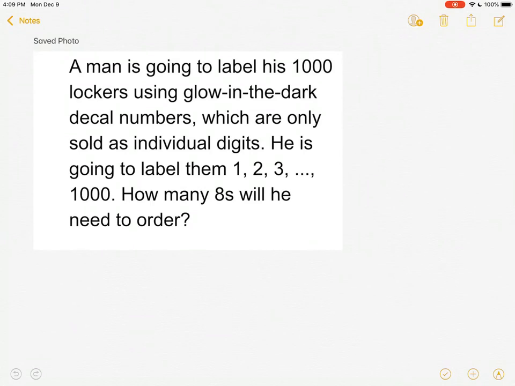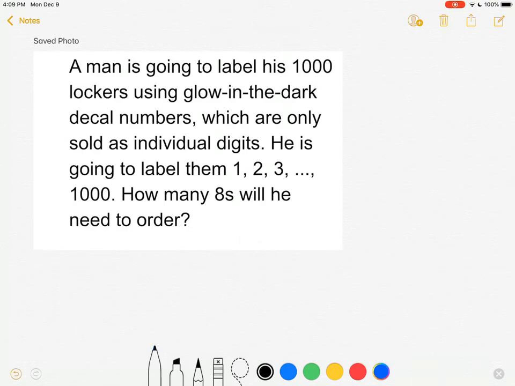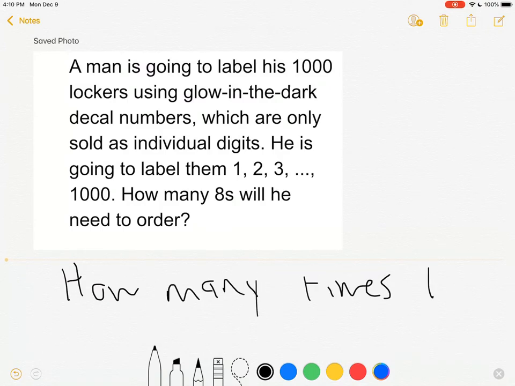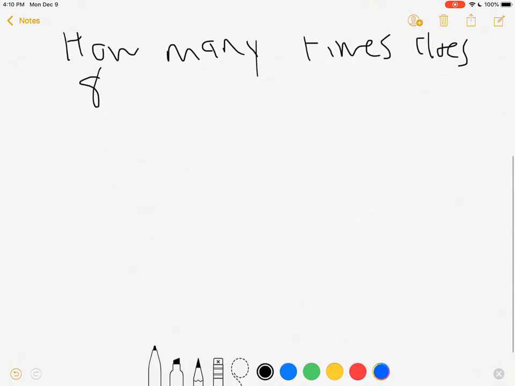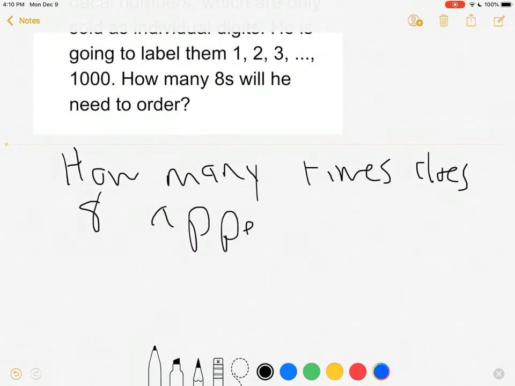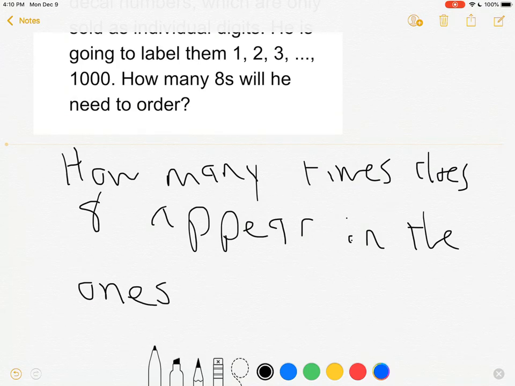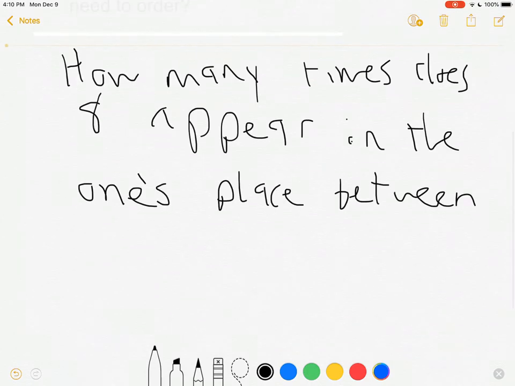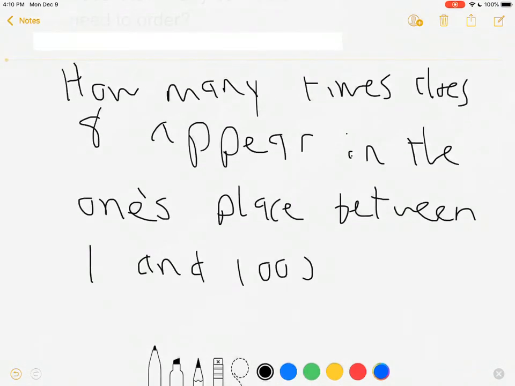So in order to figure this out, I think we should ask an easier question. Specifically, how many times does 8 appear in the ones place between 1 and 1,000? After we answer this question, we can look at tens, and then we can look at hundreds, and then we should be good. So how many times does 8 appear in the ones place between 1 and 1,000?